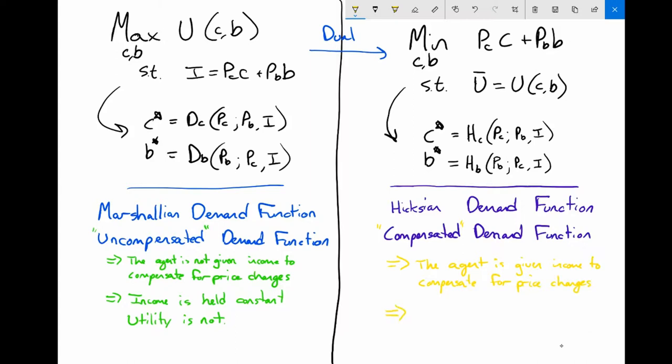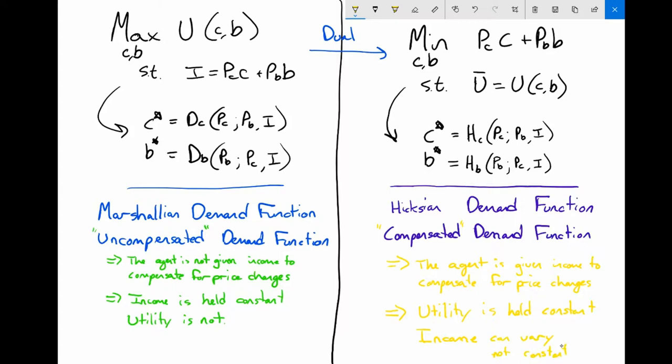Right, another way of putting it would be that utility is held constant, while income can vary. It's not held constant.